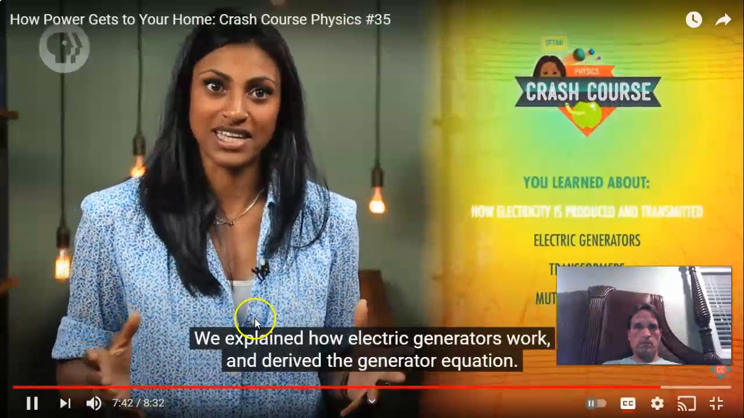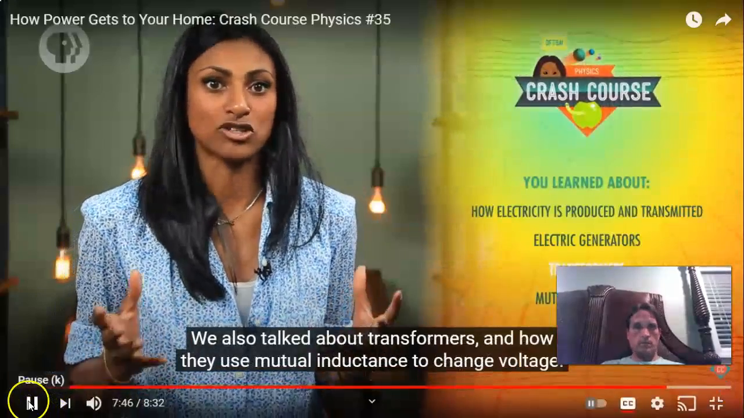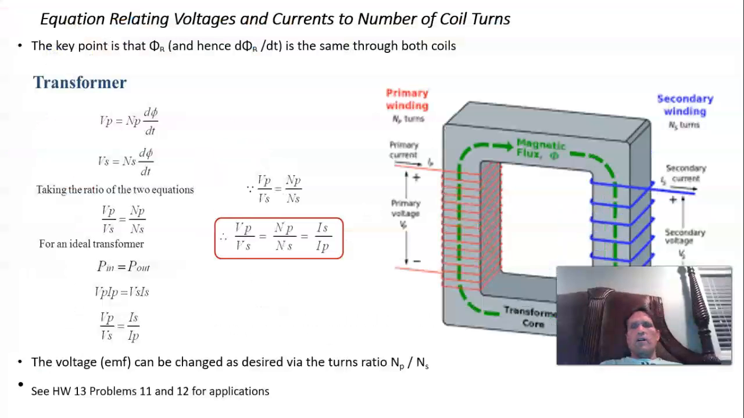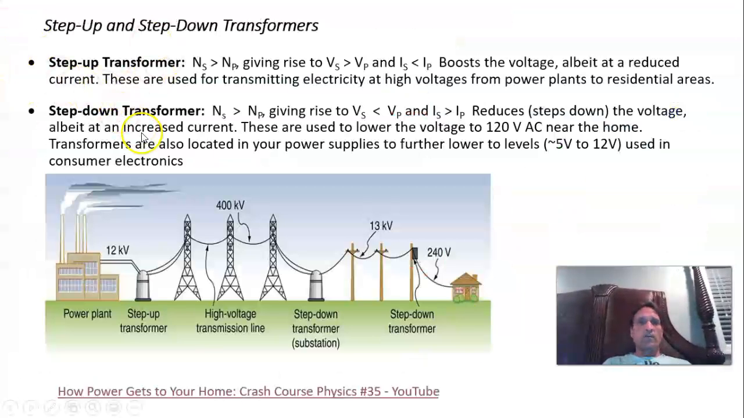Today you learned about how electricity is produced and transmitted. We explained how electric generators worked and derived the generator equation. We also talked about transformers. Okay, so that was a nice little summary of power generation and stepping up and stepping down voltages using transformers.